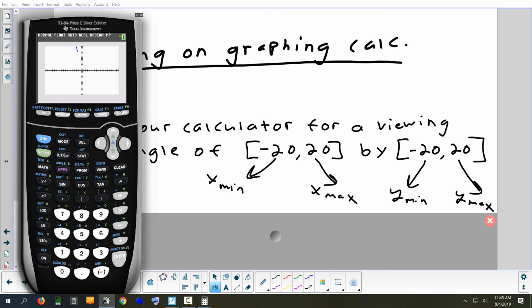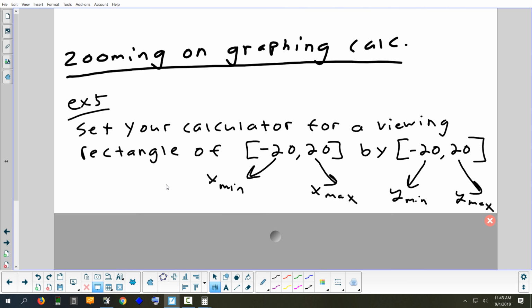So any questions on how you set a window? In the homework, they may say, set your calculator to a window. There's nothing you have to write down for that problem. You just have to try it on the calculator and that's it. You will get some homework questions that you could just do on the calculator.